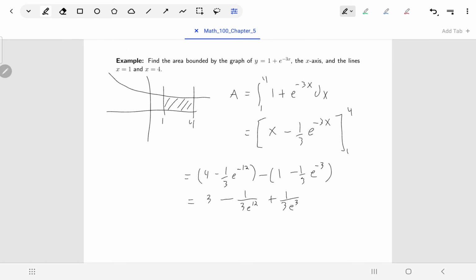If I really felt like it, I suppose I could make common denominators and combine everybody together. But since I'm looking for an area, if I really desperately needed to know this as a decimal number, I could, or I could just leave this as a reasonable enough answer for what my exact value is.